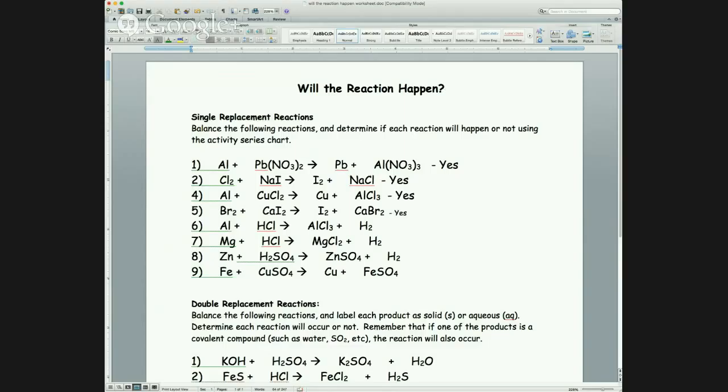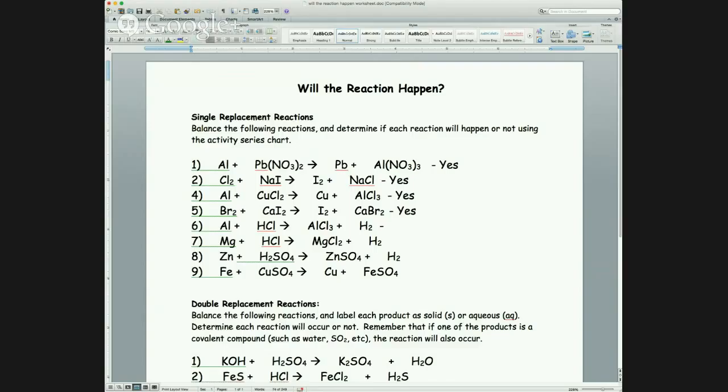The answer is yes. That's a lot of yeses. Okay. Next one. We've got aluminum. Wow, lots of aluminums. Aluminum and hydrochloric acid. So the aluminum, is it going to replace the chlorine or the hydrogen? Which one is a cation?